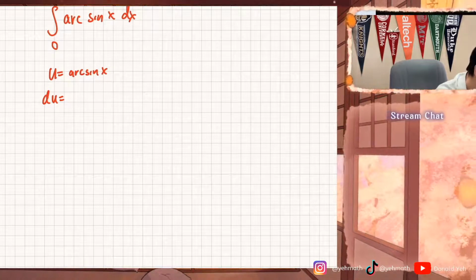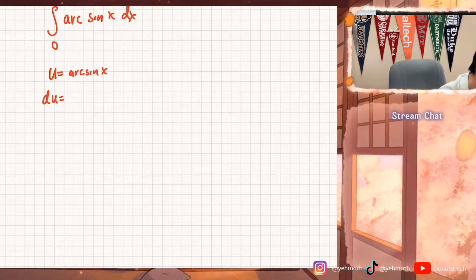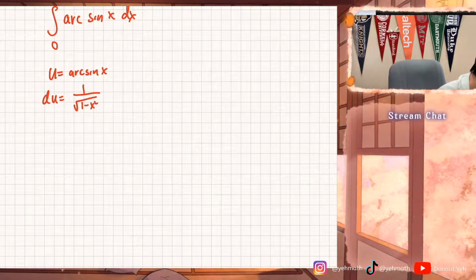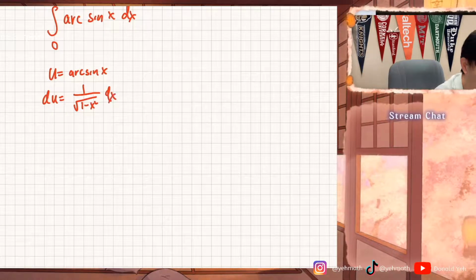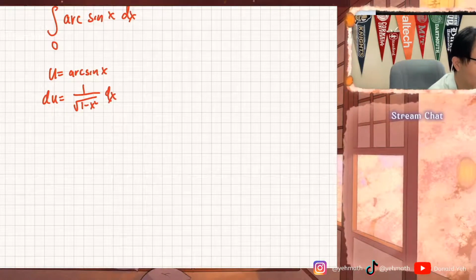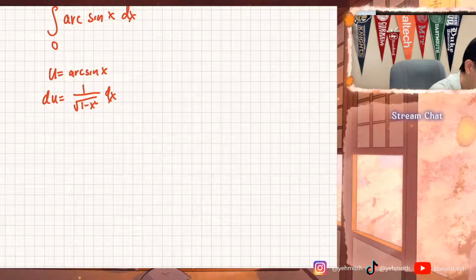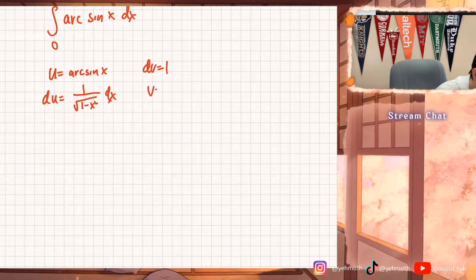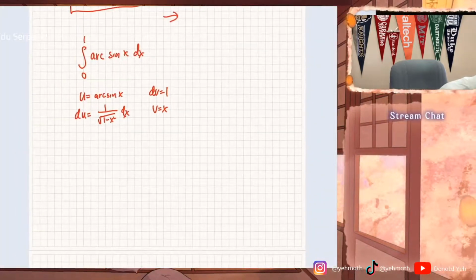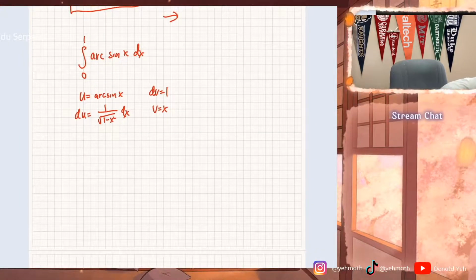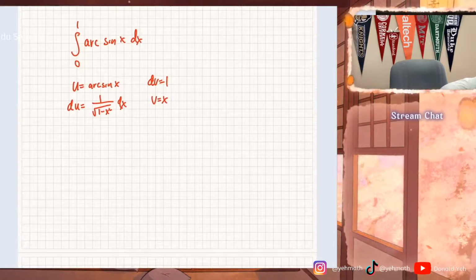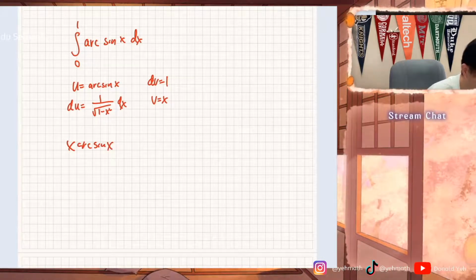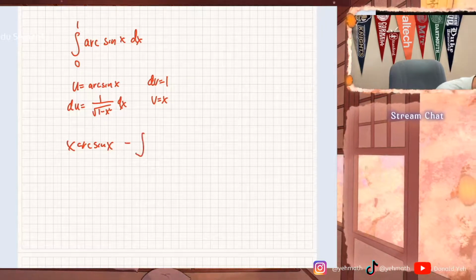How are you gonna use substitution for that? What is a du here? 1 over square root of 1 minus x squared. Good, good. Okay, dx. So what is a dv? Dv is equal to 1. So what? V is x. Good. So then we got uv. What is uv in this case? X arc sine x. Very, very good. Minus integration of what?